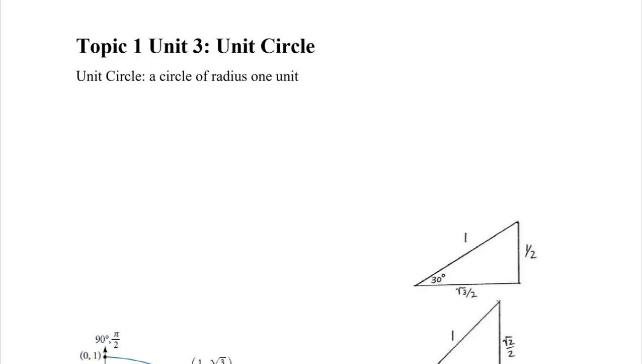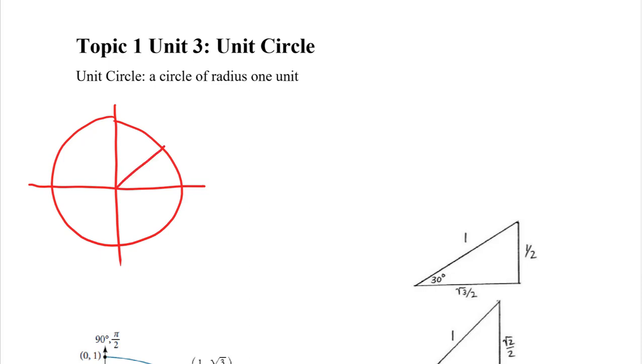Welcome to today's lesson, the unit circle. A unit circle is a circle with a radius of 1 unit. So I'm going to draw one. It's a circle that's centered at the origin. It has a radius that is 1 unit long. The radius forms the terminal side for a theta that's in standard position.